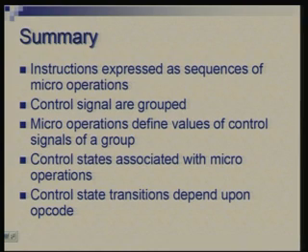Let me just summarize that we saw how instructions get divided into sequences of micro operations, how we group the control signals, and then defined the relationship between micro operations and control signals. Then we associated control states with the micro operations, and we also identified control state transitions. Thank you.